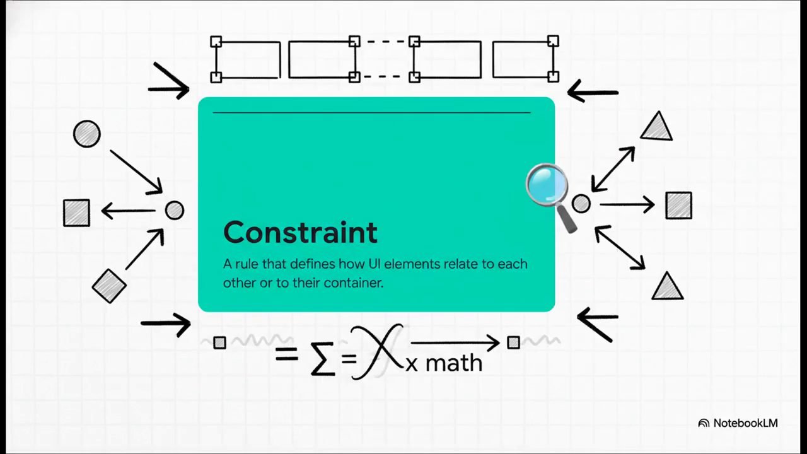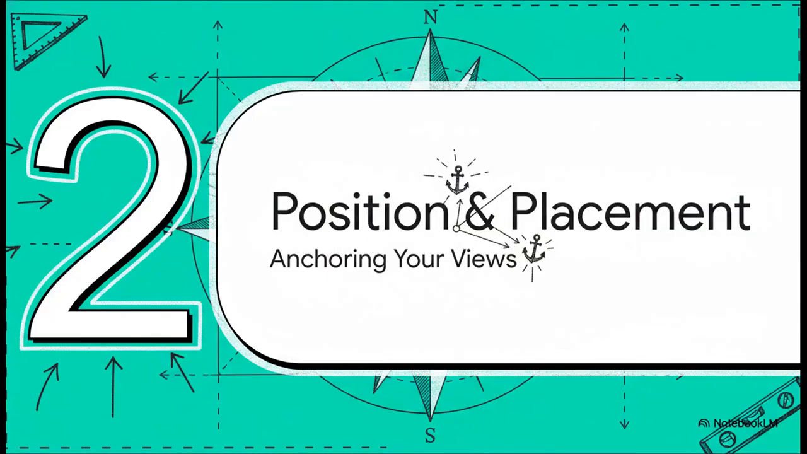So a constraint isn't just some fixed position. It's a rule. It defines a relationship. You give the system a bunch of these rules, like center this or stay 20 points away from that, and the system does all the heavy lifting, all the math, to figure out the perfect size and position for every single screen. Okay, let's get into our toolkit.